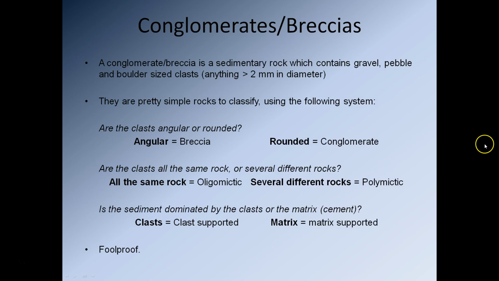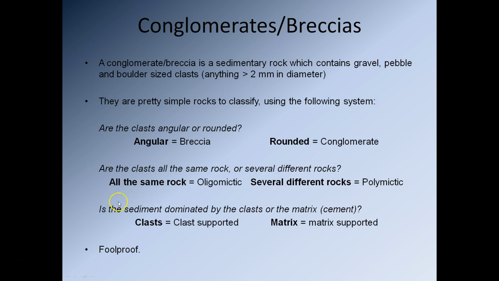Then we're going to look at where the clasts come from. Are all the clasts from the same rock, or are they from different rocks? If all the clasts in your conglomerate or breccia are the same rock, then we refer to the conglomerate or breccia as oligomictic. That simply means all the clasts are, for instance, sandstone. However, if you have a conglomerate or breccia that has clasts from multiple different sources, so you'll have multiple different rocks, then you would refer to the rock as polymictic.